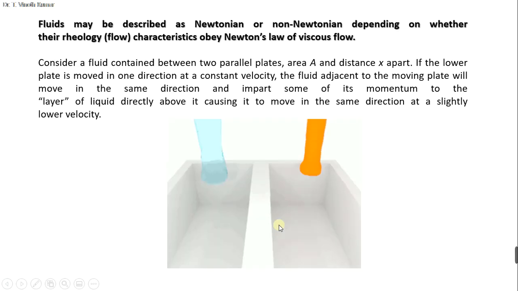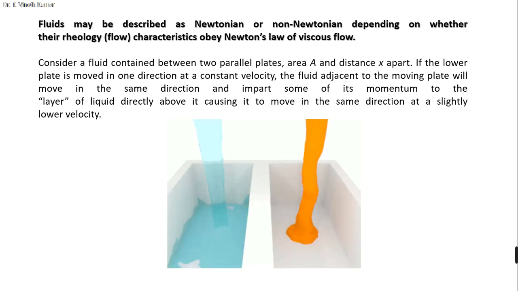So the rheological properties of liquid are explained in this video. Just have a look. There are two liquids poured in a vessel, one blue in color and another orange. You can see the blue color is flowing very fast, and the orange color is maybe more viscous, and the flow is very slow. So this is the best example for the rheological properties.